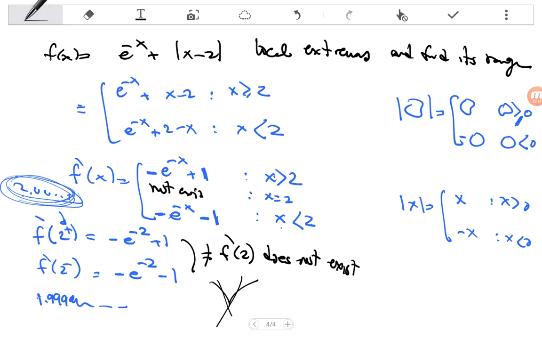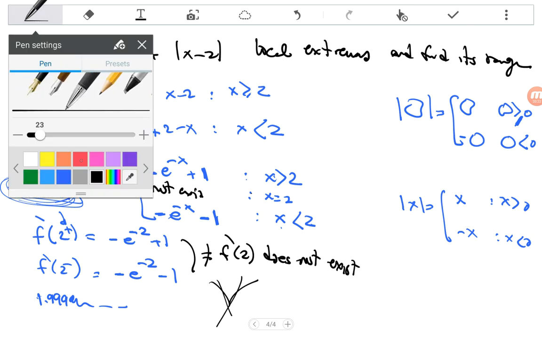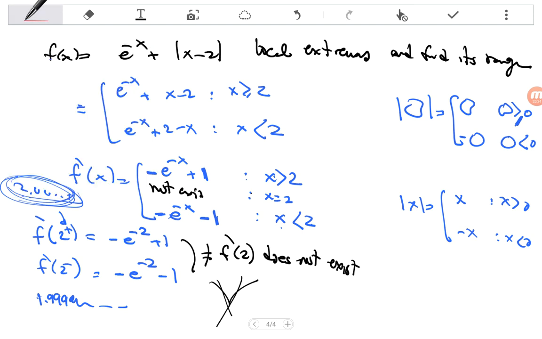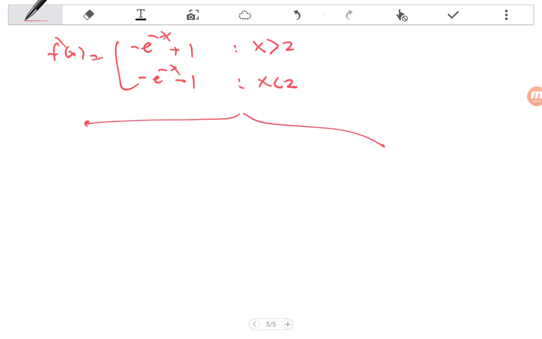Okay, so now let's check where the critical points of that function are. Let's rewrite f dash of x. It was equal to minus e to the minus x plus 1, and minus e to the minus x minus 1, for x greater than 2 and x less than 2 respectively. So let's study the two cases. When would f dash equal 0 and when would f dash not exist? We have just mentioned that f dash does not exist at x equals 2.